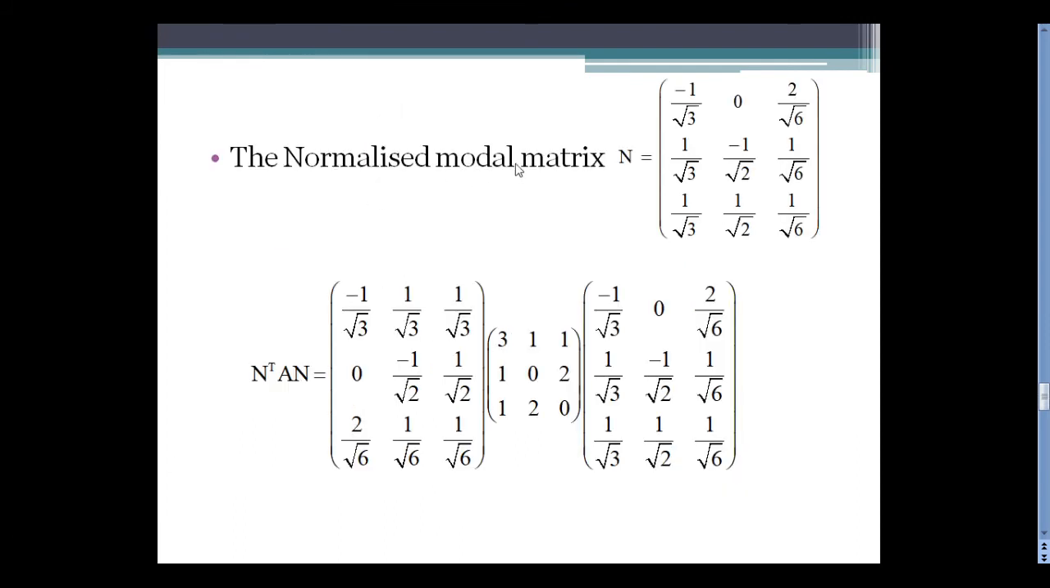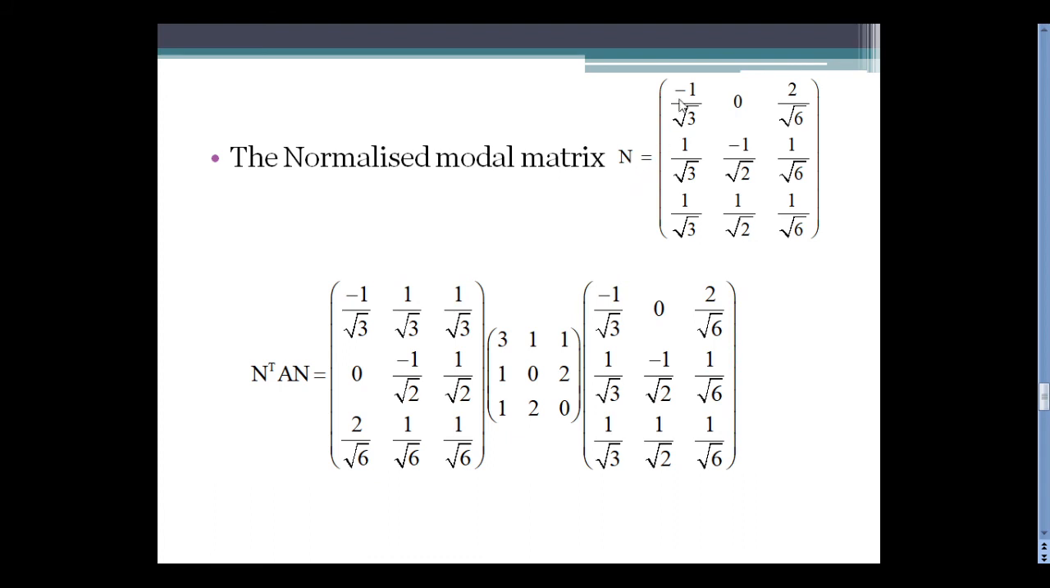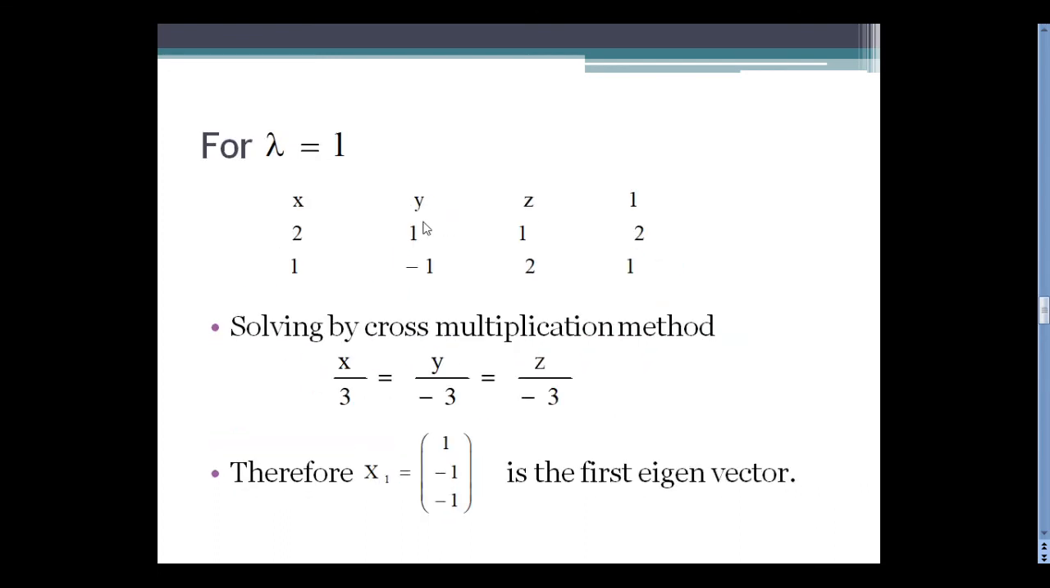Now form the normalized model matrix. Here, all these vectors are linearly independent. Then we form a normalized matrix, that is 1 by root 3, 1 by root 3 and 1 by root 3. And we get this first column by taking the first eigenvector 1, minus 1, 1. So square all the values and take the square root of 1 square plus minus 1 square plus minus 1 square. We get root 3. So root 3 we should divide by each element: 1 by root 3, minus 1 by root 3, minus 1 by root 3.